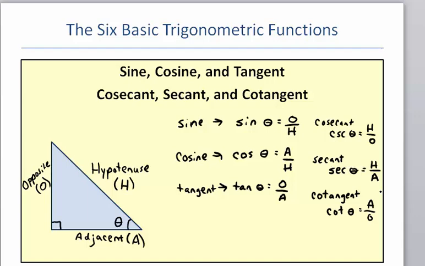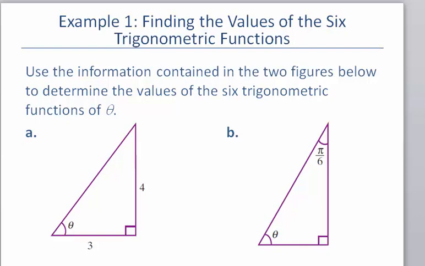So now that we have defined our 6 trig functions, we're going to look at a couple of quick examples as far as how to use these definitions. So our example says, use the information contained in the 2 figures below to determine the values of the 6 trig functions of theta. And we're given 2 triangles. Now, the first example is much easier than the second, so let's begin there.